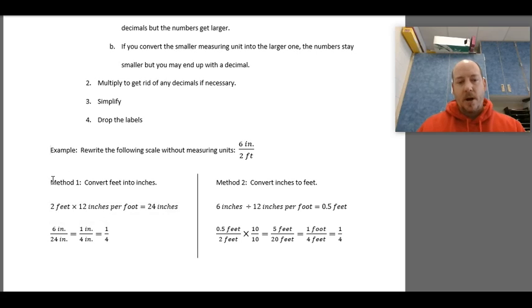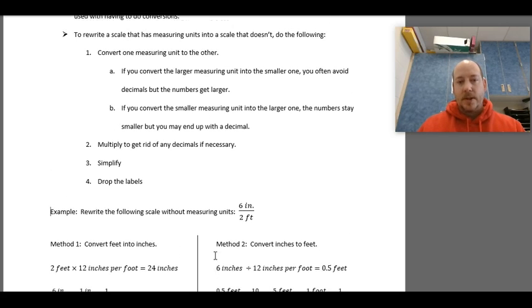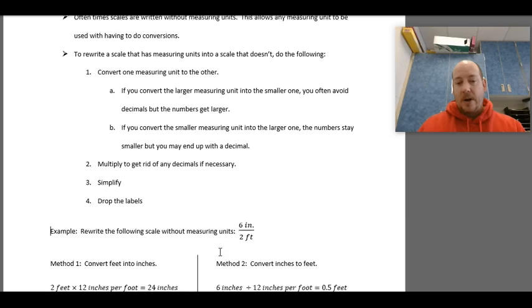So this one I would probably argue method 1 is going to be quicker. Again, if you're looking at some larger conversions, maybe you're doing centimeters into kilometers, something like that, sometimes it's more beneficial to keep the number smaller. Again, the advantage is you don't have to simplify as much, but either way works, right? To me, this is the convert the bigger unit into the smaller one. You don't have to deal with the decimals. So if you're unsure, maybe go that route, but you can do it either way. Just got to make sure if you end up with a decimal point in there, you get rid of that decimal point before you simplify. Okay, so again, that's rewriting scales without a measuring unit.